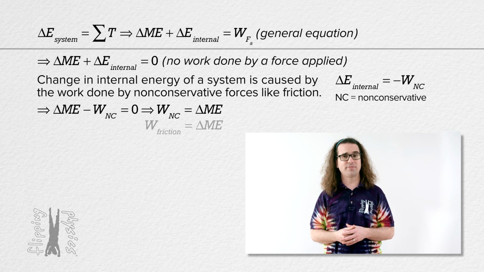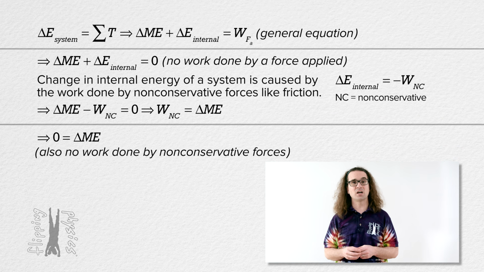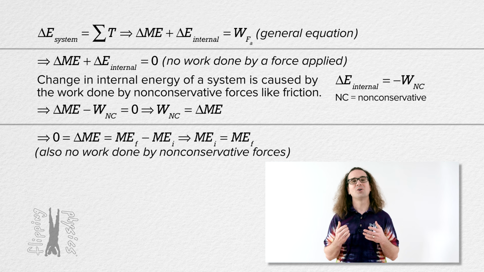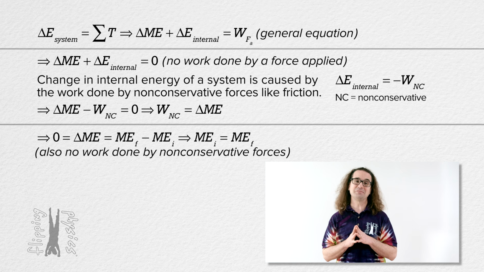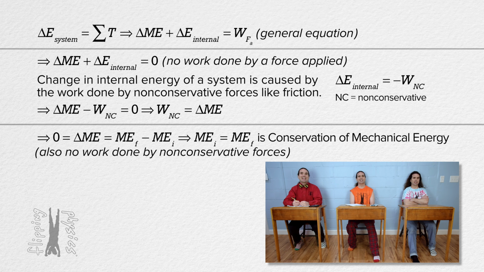Okay, let's go one step further and say there is zero work done on the system by non-conservative forces. When that is true, the change in mechanical energy equals zero. Change in mechanical energy equals mechanical energy final minus mechanical energy initial. And that means mechanical energy initial equals mechanical energy final. What do we call mechanical energy initial equals mechanical energy final? Conservation of mechanical energy. Exactly.